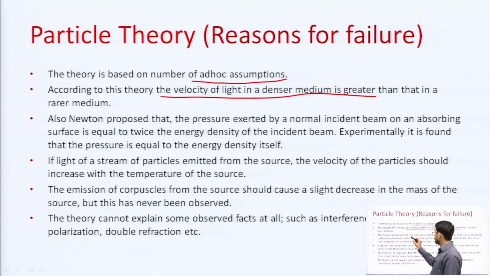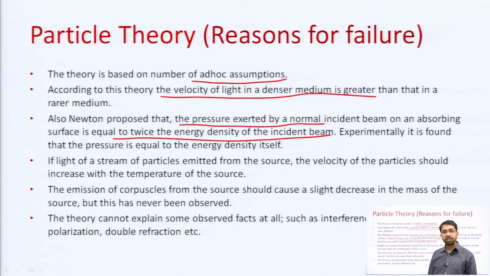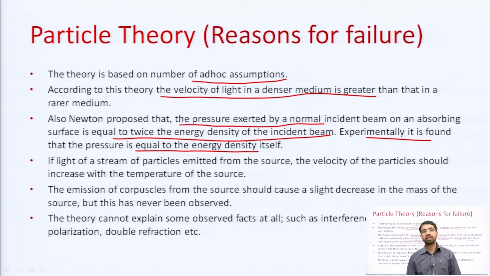Also, Newton proposed that the pressure exerted by a normal incident light beam is equal to twice the energy density of the incident beam. But later it was measured that the pressure is not twice, it is equal. Experimentally, it is found that the pressure is equal to the energy density, not twice. Okay. So, this is the second reason. If light is a stream of particles emitted from the source, the velocity of particles should increase with the temperature of the body.